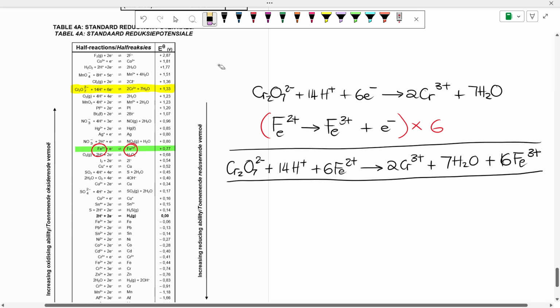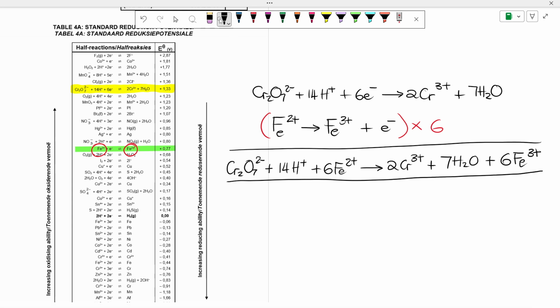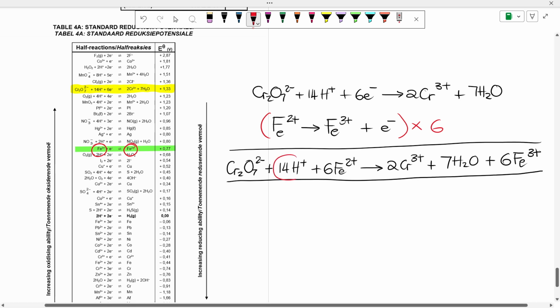Once again, remember, you have to check two things after you write your net ionic reaction. First, you check if every element is balanced. That one should be quick, so we can check our Cr here. There is 2, there is 2 on the other side. Our oxygen, there is 7, also 7 on the other side. Our H is going to be 14. This side 7 by 2 is 14. Fe is 6. Fe is 6. So the elements are balanced.